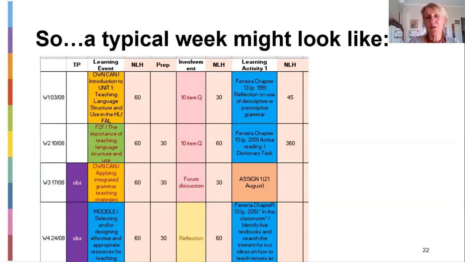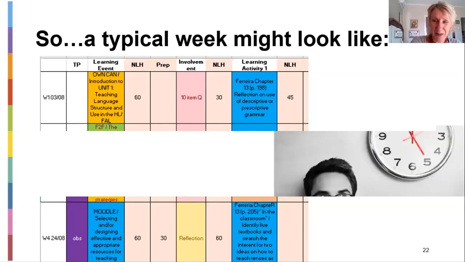So this is what your typical week might look like. This is part of my maps that I've uploaded on the SharePoint site. This is from week 1 to week 4. You can see from the 3rd of August, it's your introduction to Unit 1. Then next week, there's going to be a face-to-face Zoom on the importance of teaching language. Then there's going to be a canned recording again in week 3, integrated language grammar teaching. And then there's a Moodle task. The purple shows when you should be at schools.